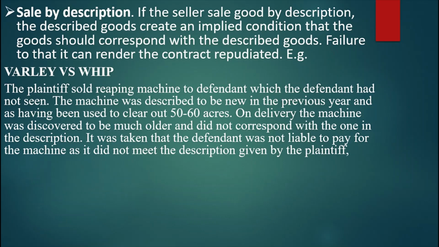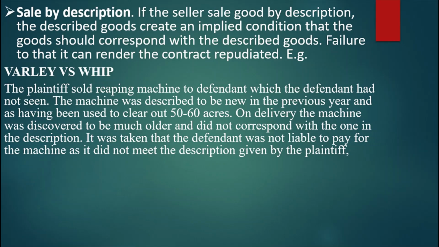Sale of goods by description. If the seller sells goods by description, the described goods create an implied condition that the goods should correspond. The goods which will be delivered to the buyer must correspond with the described goods. Failure to do so can render the contract liquidated. This was covered by the case between Varley versus Whipp.